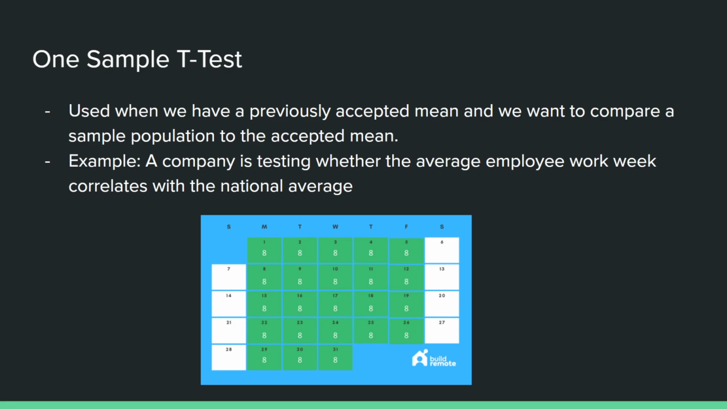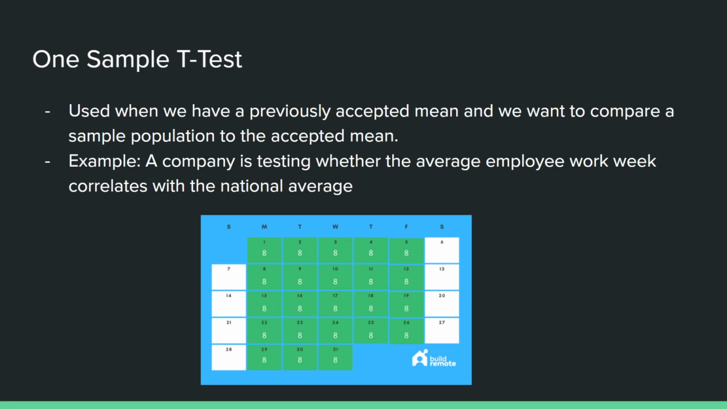accepted mean and we want to compare a sample population to the accepted mean. So, for example, let's assume that we are testing for whether a company's employees work the national average standard of work weeks. Our sample population would be the mean of the company's average employee work week tested against the national average, which would presumably be around 40 hours or so.